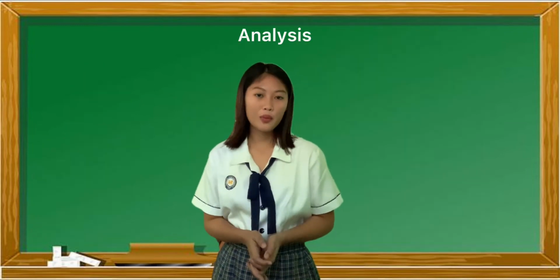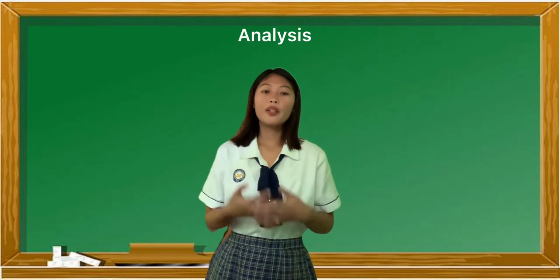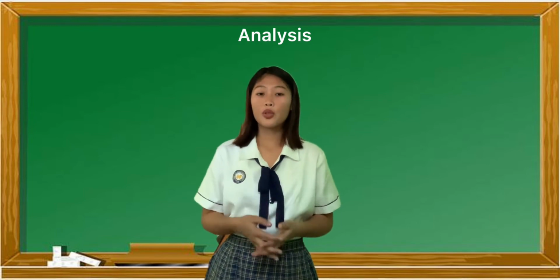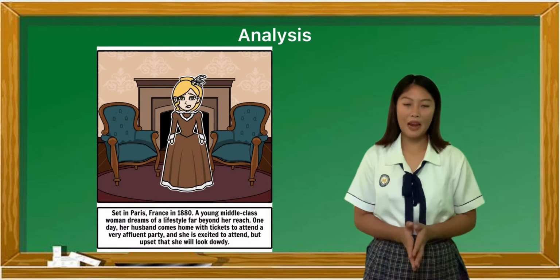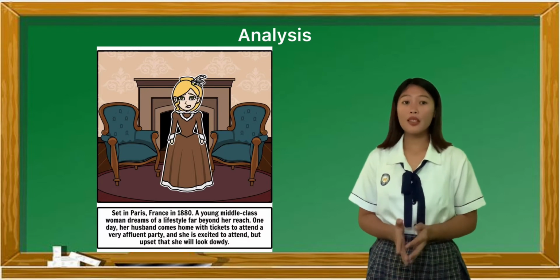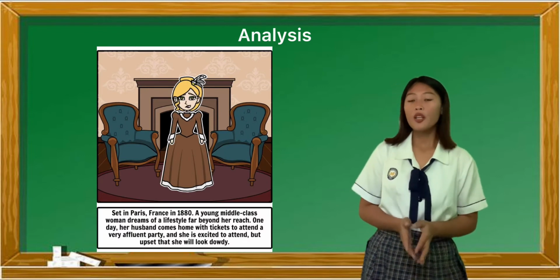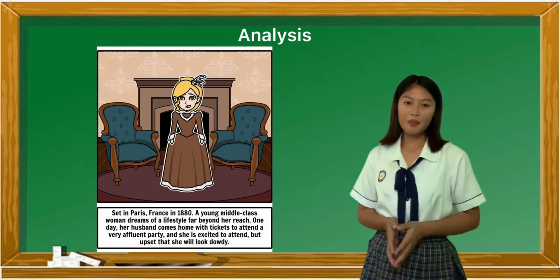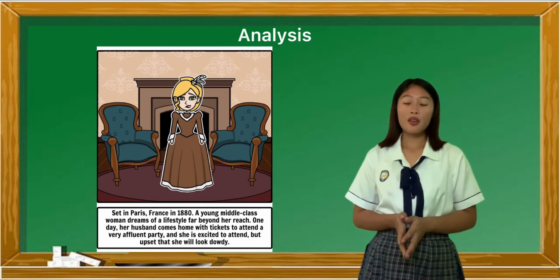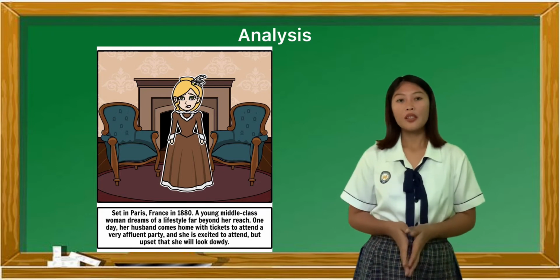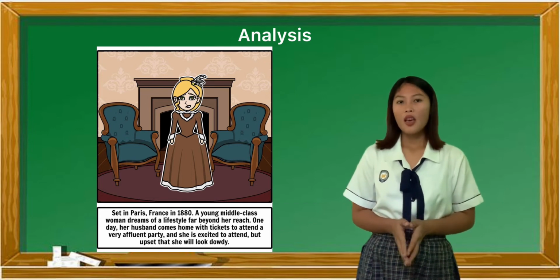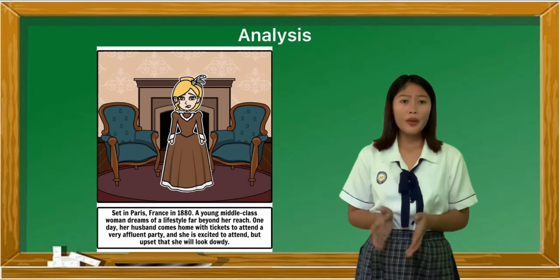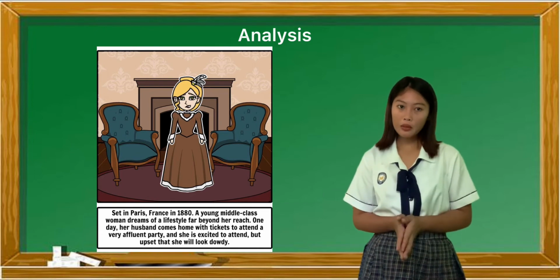Now that we are done with our activity, I will tell you the story using the pictures we used in the previous activity. Set in Paris, France in 1880, Mathilde is a young middle-class woman who dreams of a lifestyle far beyond her reach. One day, her husband, Mr. Loisel, comes home with a ticket to attend a very affluent party. She is excited to attend, but upset that she will look dowdy.